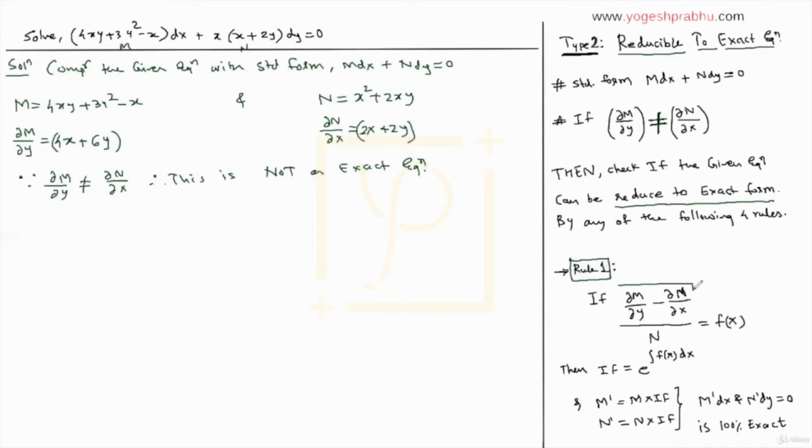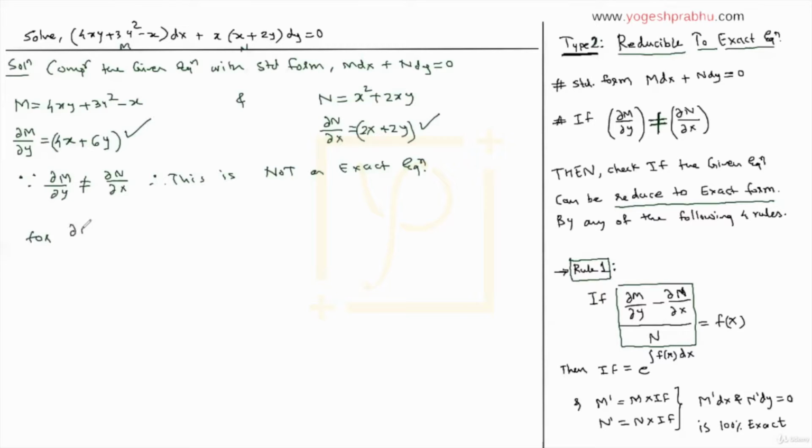This is what we need to do right now. We have to do ∂M/∂y minus ∂N/∂x and divide that whole thing by N. Look, we already have ∂M/∂y here, and we have ∂N/∂x as well. We can simply subtract that. So let us just work out this condition.